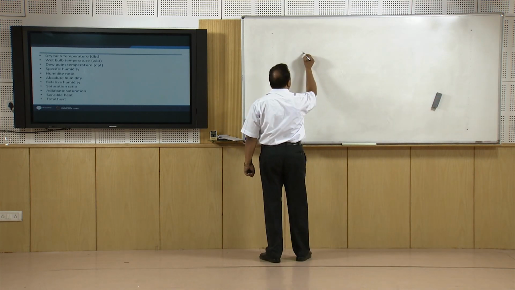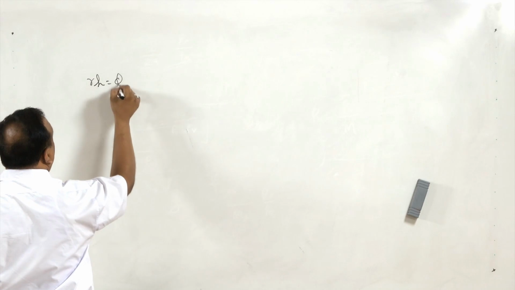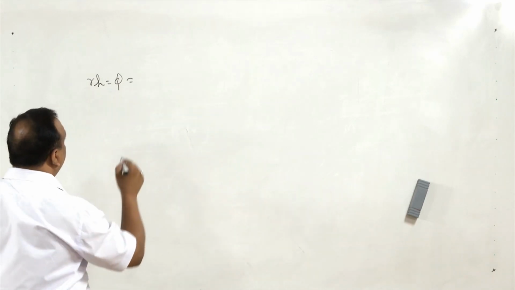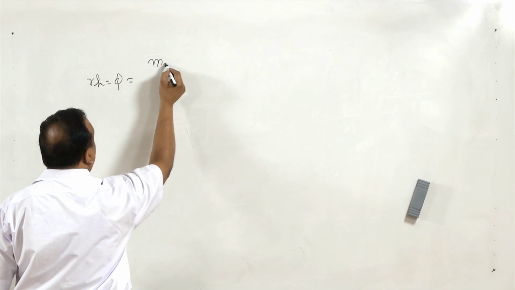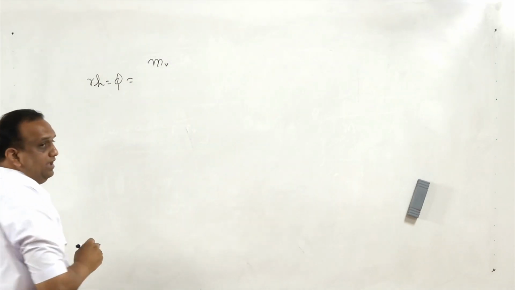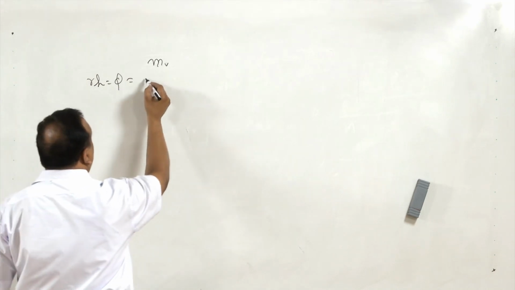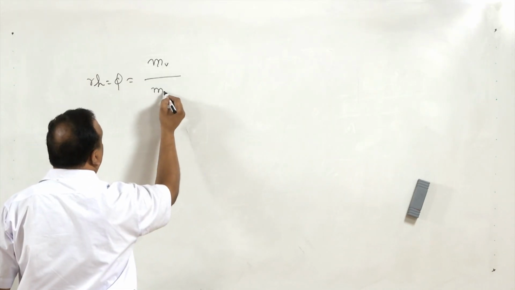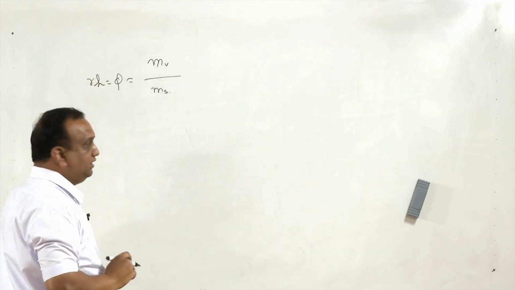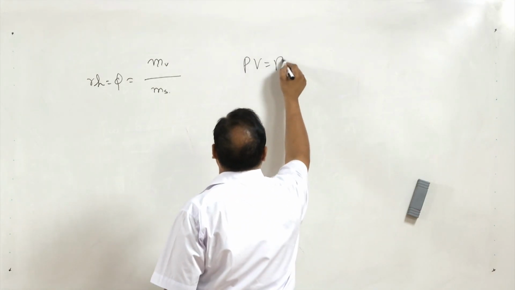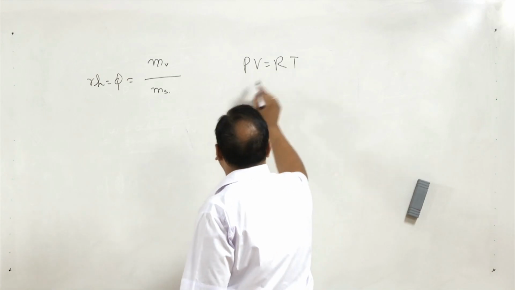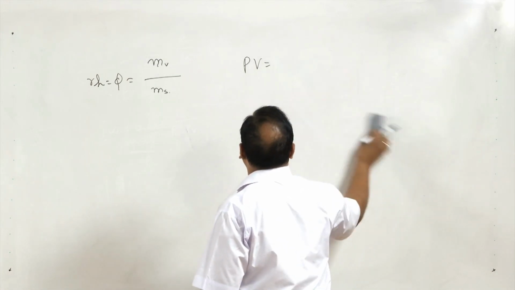Now, relative humidity is denoted by RH or phi is equal to mass of the vapor in the air and mass of the vapor in the air when air is saturated. Again we will be using the relation PV is equal to mRT, right? Sorry, PV is equal to MRT.